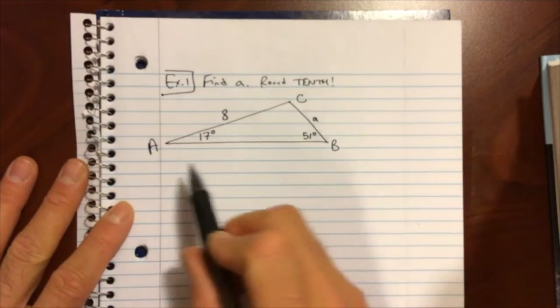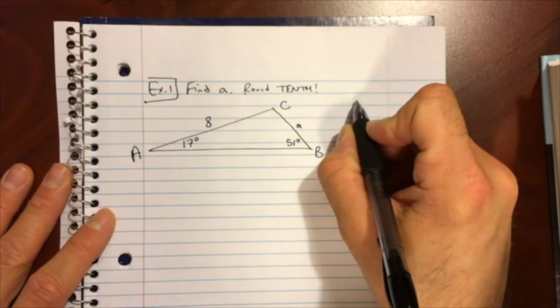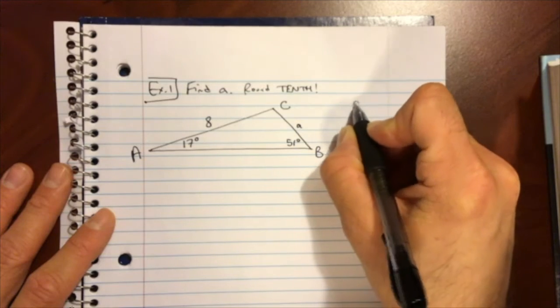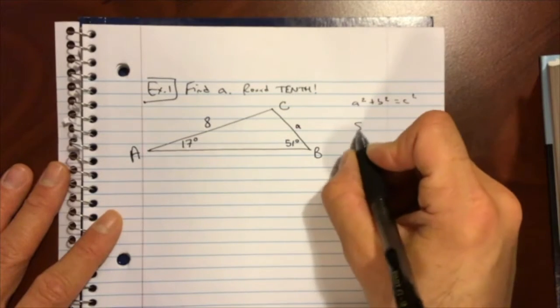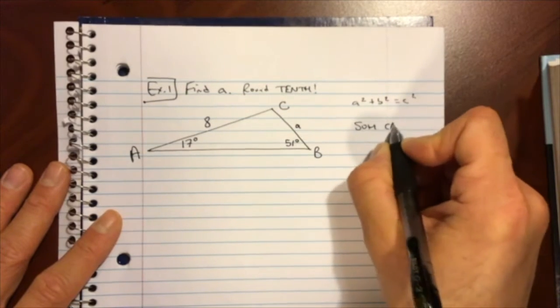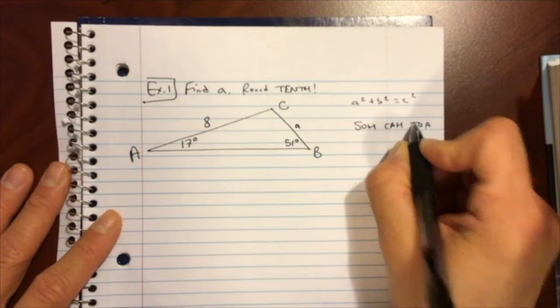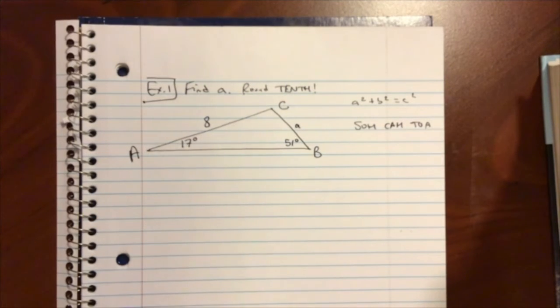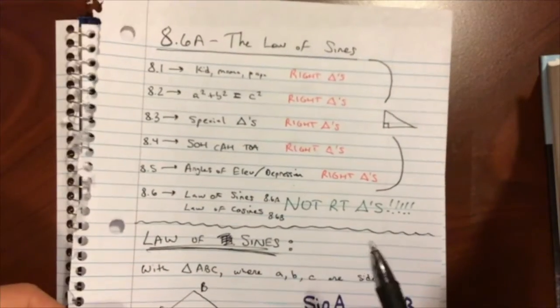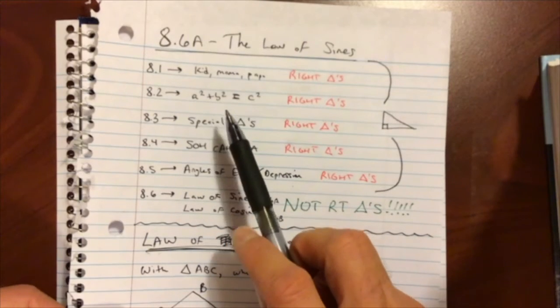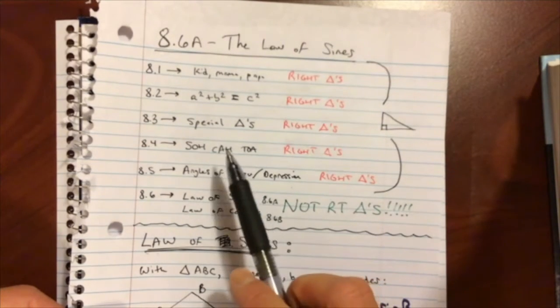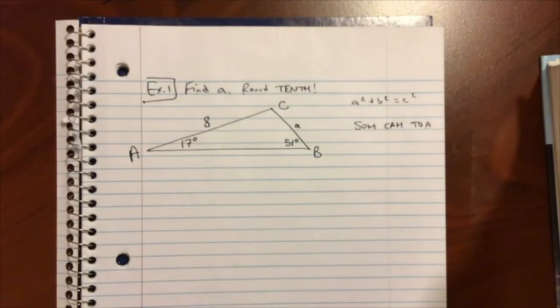Before we start this problem, I want you guys to write off on the side: a squared plus b squared equals c squared. I'd like you to also write SOHCAHTOA. Go ahead and write that down. I'm pretty much going back to what we've talked about in this chapter so far, which is basically the right triangles. Pythagorean theorem. This is not a special triangle, so I'm not even going to write that. But SOHCAHTOA. And I want you to cross both of these off.